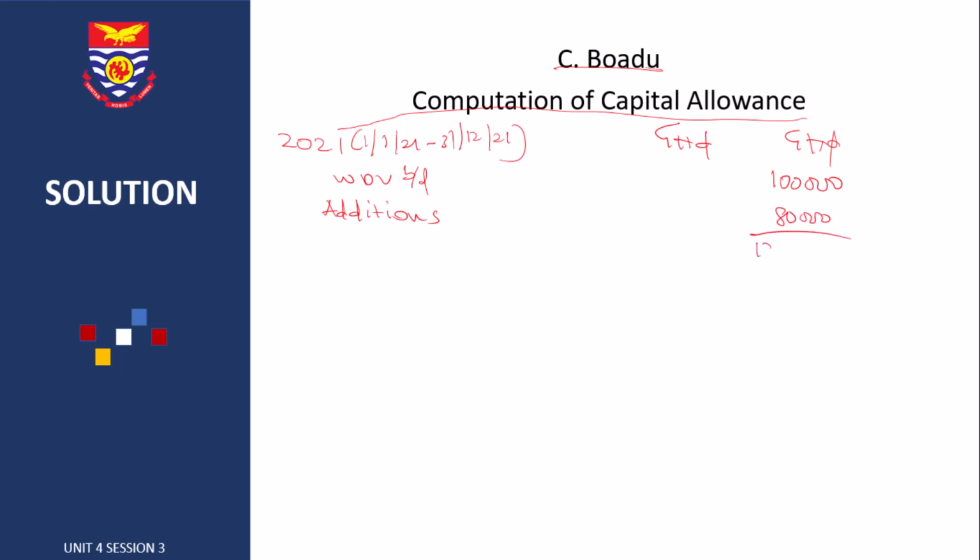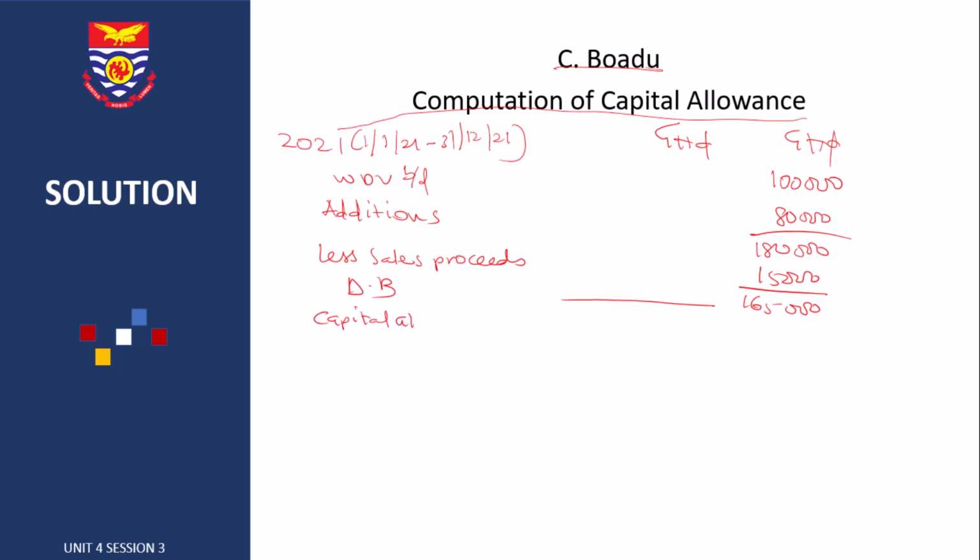So when we add it to the written down value, we have 180,000. We also made some sales. We sold an old furniture for 15,000. So we have 15,000. When we subtract, we are getting 165,000. This is our depreciable base. Now we compute capital allowance.